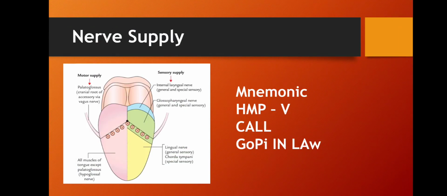Next, the last slide, the nerve supply of the tongue. See here, this is the motor supply. See the statement. All the muscles of the tongue except palatoglossus are supplied by the hypoglossal nerve. This palatoglossus muscle is supplied by the cranial root of accessory via vagus nerve.